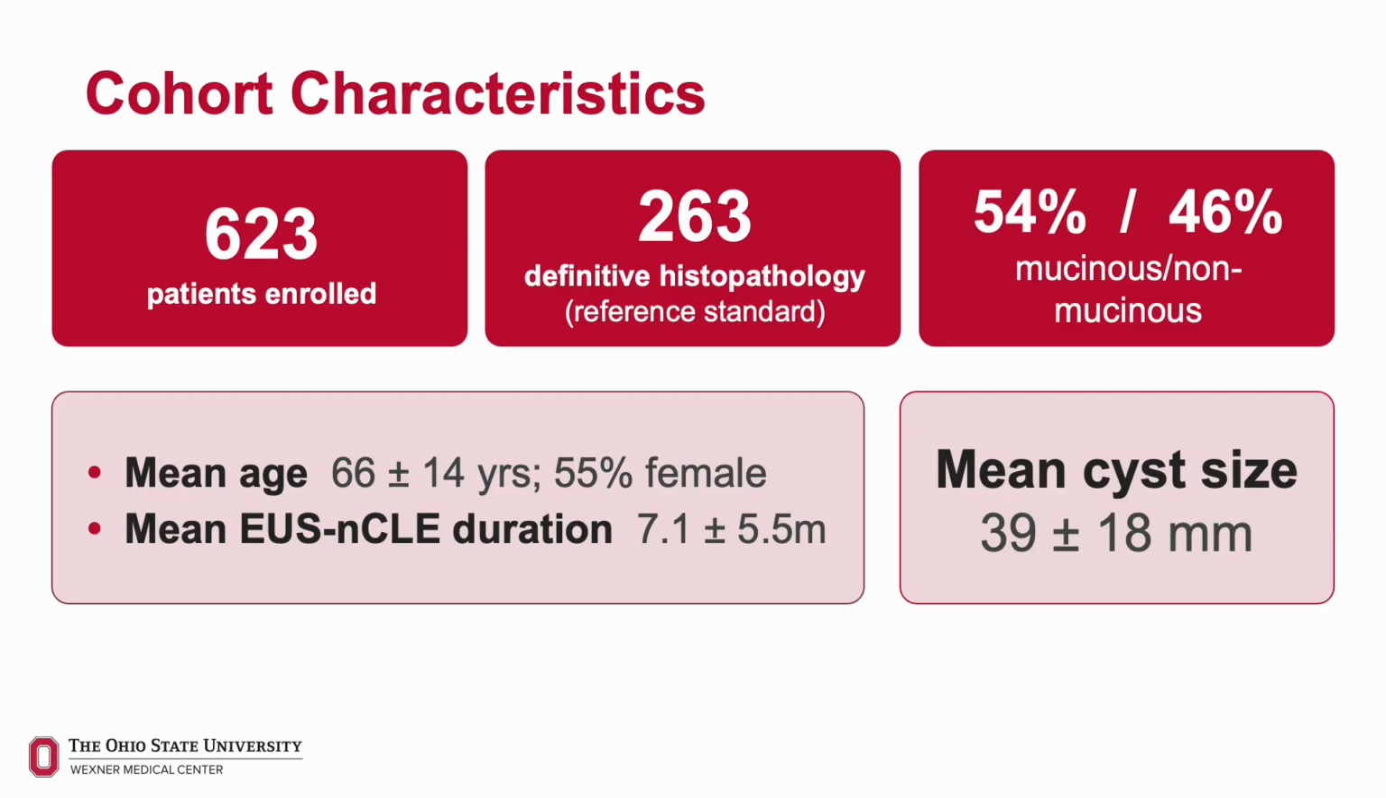So here are the results. There were 263 patients with definitive histopathology and a near equal distribution of mucinous and non-mucinous cysts. The mean size of the cyst managed on the study was 4 centimeters. The mean duration of endomicroscopy per case was 7 minutes.